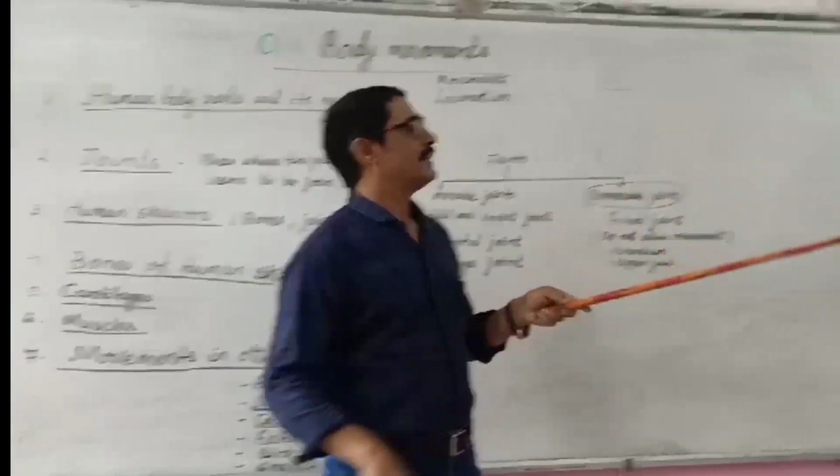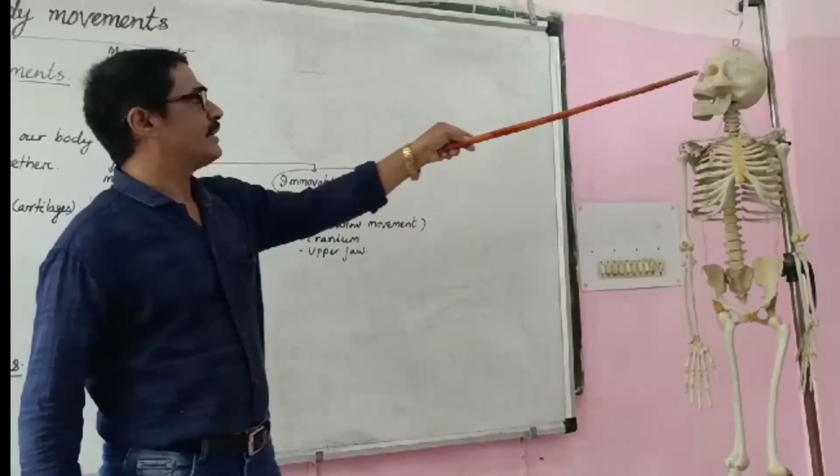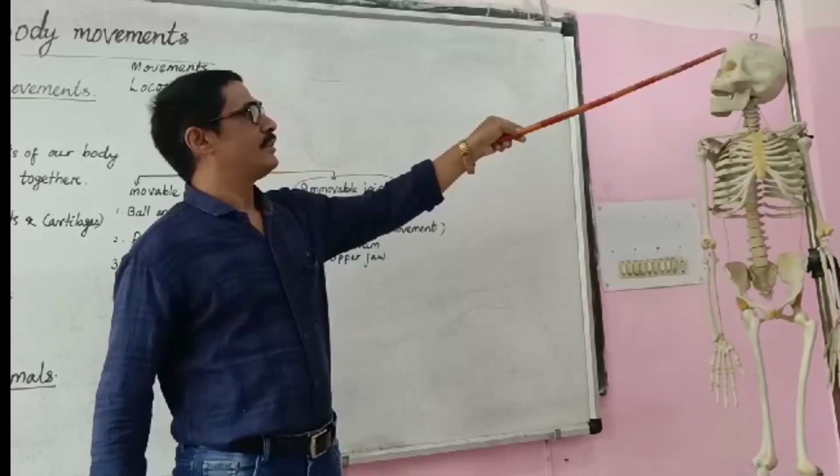Another type of joint, you see, that is the immovable joint, is found in the skull region.